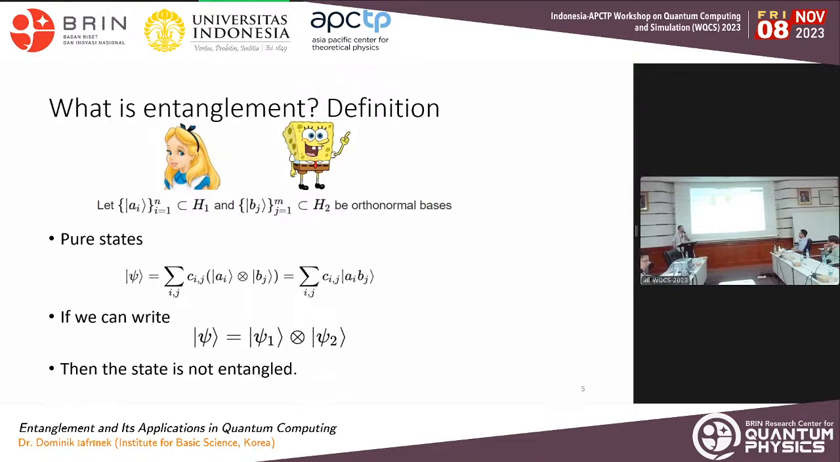For pure states, the definition is relatively simple. Because any vector you can write in the basis with these vectors. Since the product basis of the vector space is given by this vector times this vector, any other vector can be written as a combination of these vectors. So this is always possible for a pure state. But if you can write that this psi is a product of two states, then we see that the state is not entangled, it's a product state. So anything that cannot be written this way is entangled.